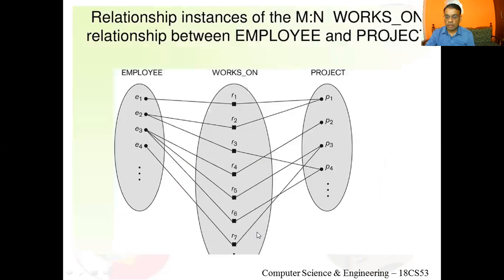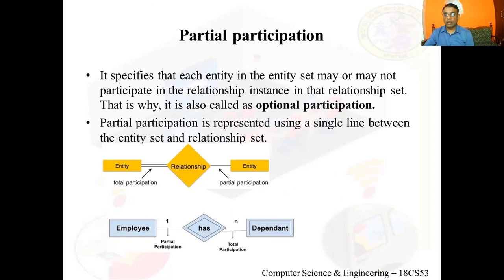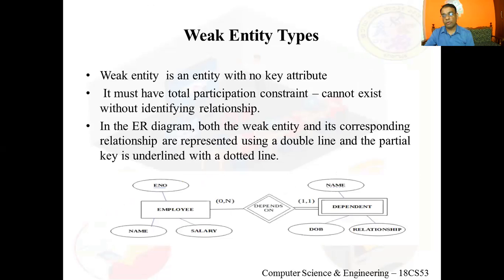Okay, let us consider works on. If an employee entity exists, then he has to work on a project. That means total here. If a project exists, some employees need to work on that particular project. That means on both sides it is total participation. So I guess you have understood total participation and partial participation. In ER diagrams, partial is represented with a single line and total is represented with a double line. Very soon I'll be discussing the notations for ER diagrams, after discussing weak entity types.